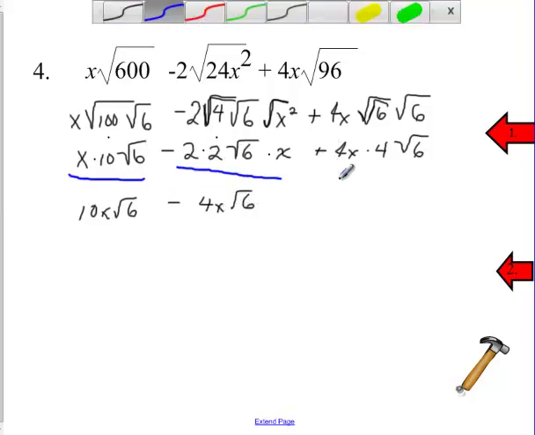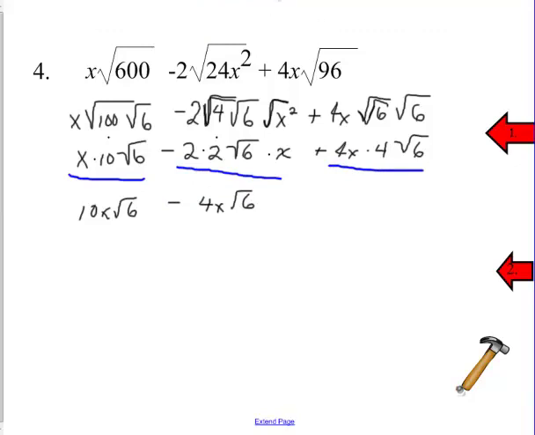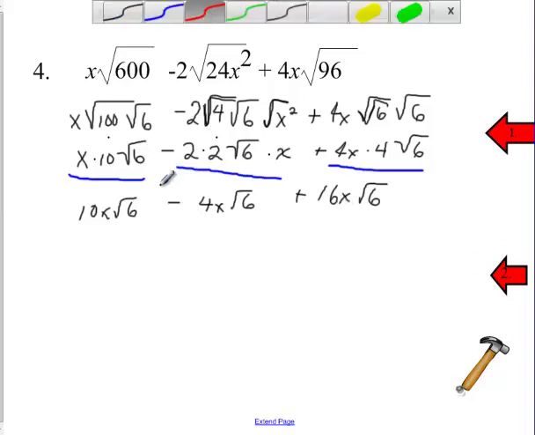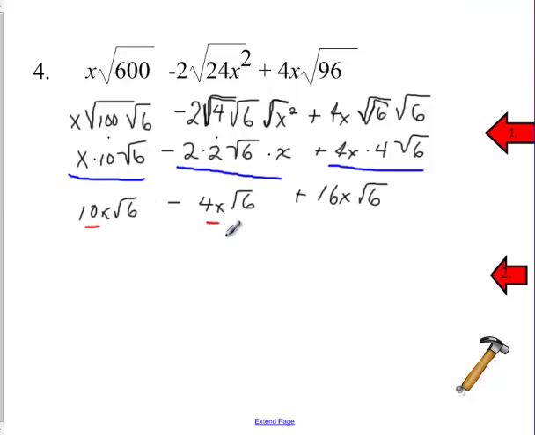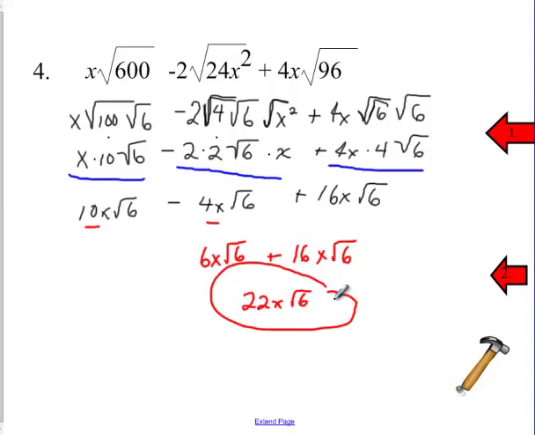And clean this one up. I get plus 16x radical 6. Now I have like radicals. Everybody's a radical 6. Everybody has an x. So now I can just subtract. 10x radical 6 minus 4x radical 6 is 6x radical 6. Add on to that 16 x radical 6's, and I have a grand total of 22x radical 6. That's my final answer.